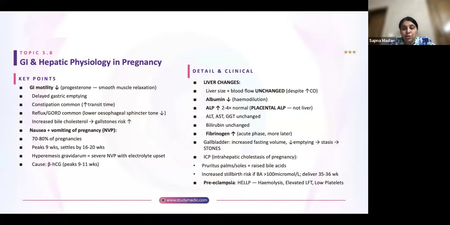The emptying is reduced and there is stasis of bile inside the gallbladder, so it predisposes to stone formation. Intrahepatic cholestasis of pregnancy: there will be patients coming with pruritus of the palms and soles and raised bile acids. We discussed the diagnostic cutoff for intrahepatic cholestasis of pregnancy is 19 micromoles per liter of bile acids. So if it is less than that, then we're not going to call it intrahepatic cholestasis of pregnancy.